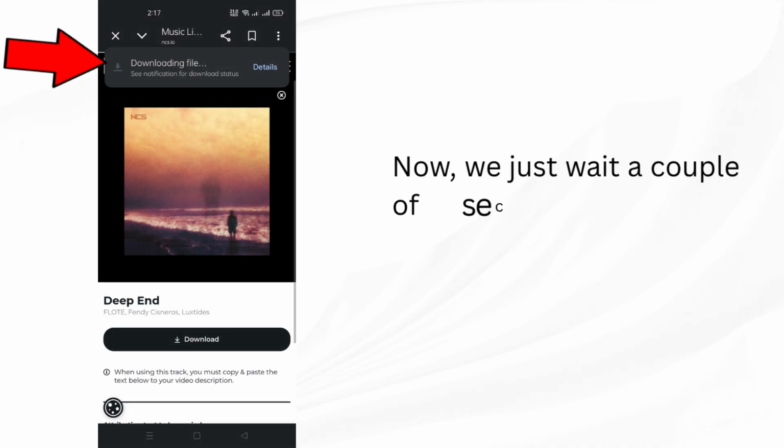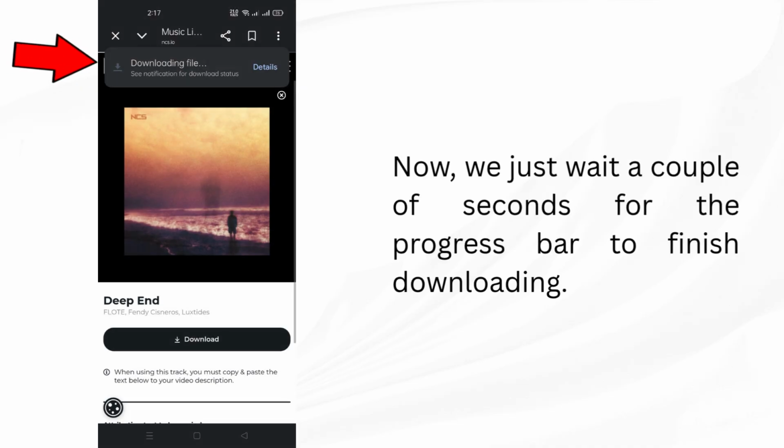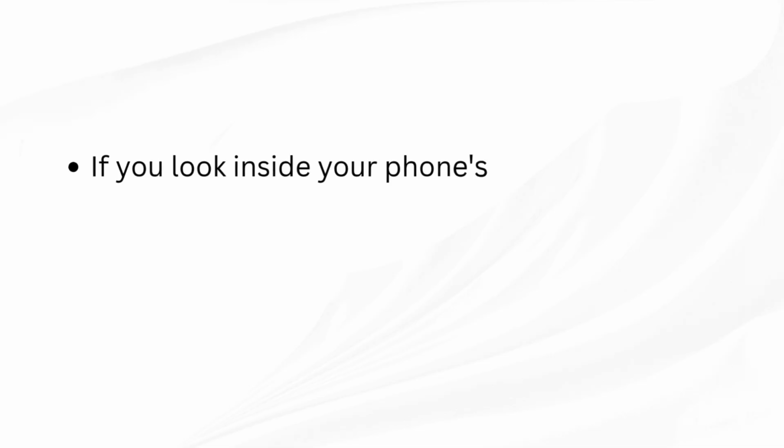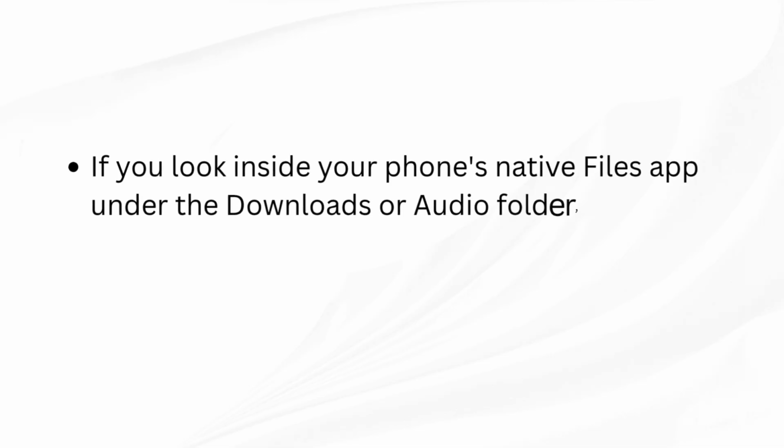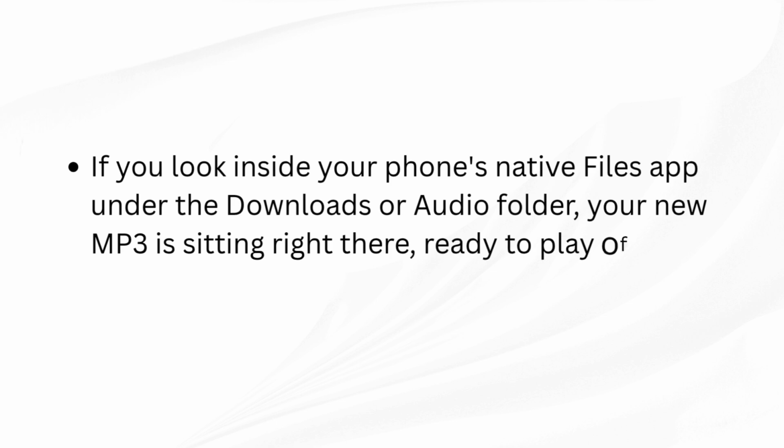Now we just wait a couple of seconds for the progress bar to finish downloading. And there you go, it's officially saved. If you look inside your phone's native Files app under the Downloads or Audio folder, your new MP3 is sitting right there, ready to play offline whenever you want.